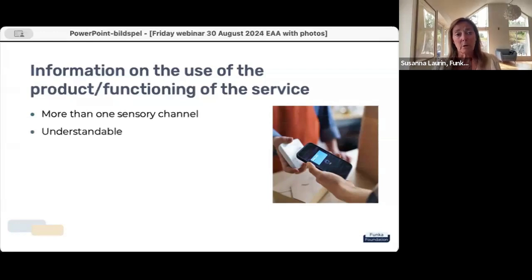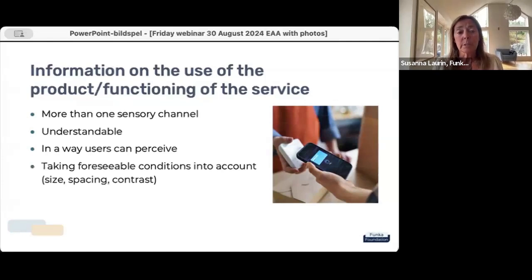The information on the use of the product or how the service is functioning also needs to be understandable. It should be natural and obvious, but this is also stated in the requirements: this information needs to be understandable by the users, and also presented in a way that users can perceive, which is, of course, aligned with other accessibility requirements and WCAG and so on.